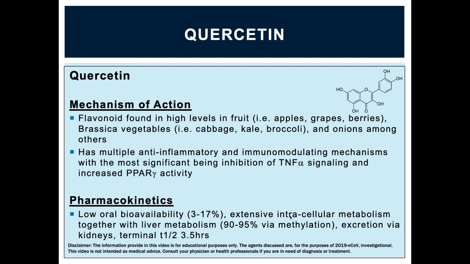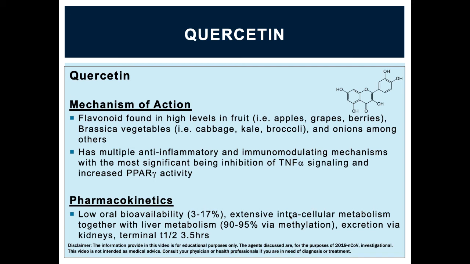It has multiple anti-inflammatory actions and immunomodulating actions, and the most significant of these appears to be inhibition of tumor necrosis factor alpha signaling and increased PPAR gamma activity. There are many other potential mechanisms of action. In vitro, quercetin has been shown to affect lipopolysaccharide, interleukin production, interferon gamma production, JAK-STAT signaling, toll-like receptors, and VCAM and CD80 expression, among others.